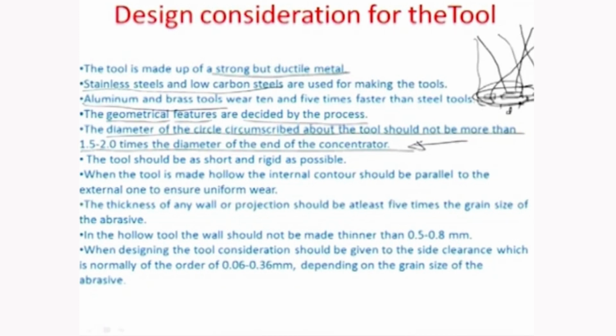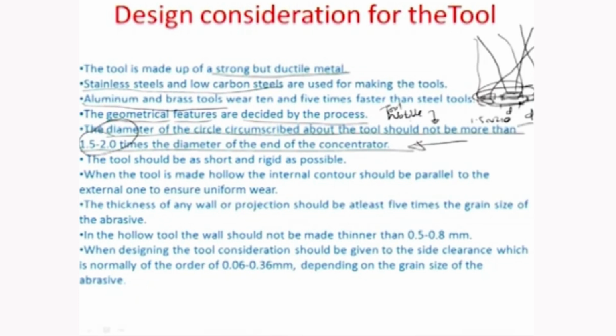So this diameter of the rotation of the tool should be less than 1.5 to 2 times the diameter of the end of the concentrator here. That is how wobble is prevented. So this is tool wobble, and these are some aspects that you need to be careful about.